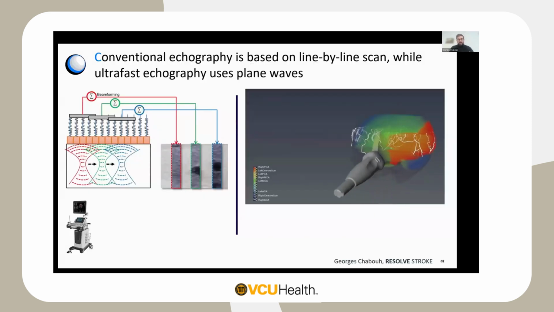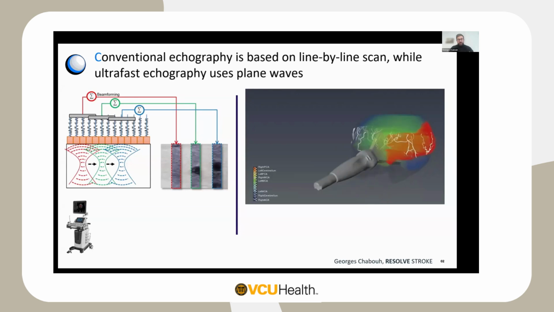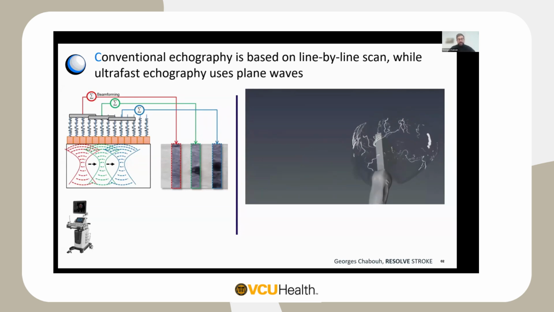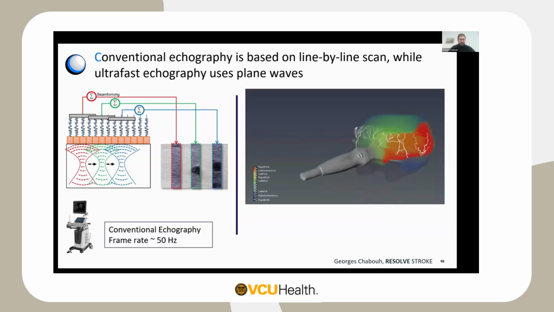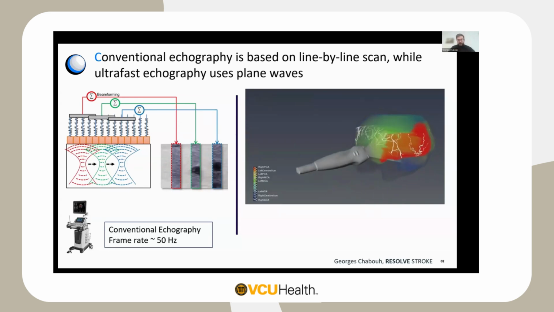And this is due to the way the images are formed in the clinic today, which is conventional echography, based on a line by line scan. So when we do this, we have to send the waves, receive on one line, reconstruct the image, and get a very low frame rate.